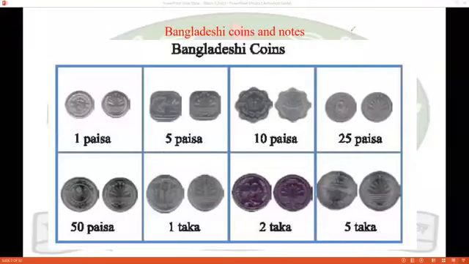25 paisa coin is available, and we use this today. 50 paisa coin, 1 taka, 2 taka, and 5 taka are more available. We use them in our daily life. All these coins are Bangladeshi coins.